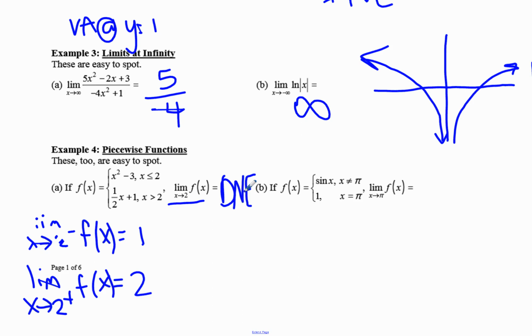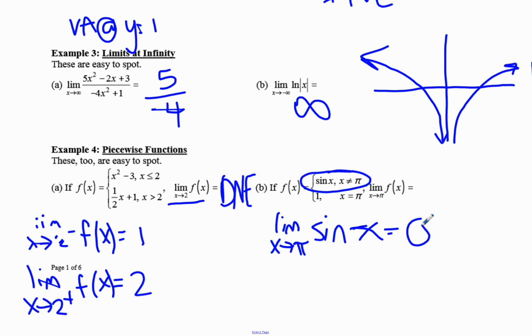Okay, and then we have part B. Same kind of problem. Take the limit as x approaches pi from the left or the right. Actually, in this case, it's going to be the same because anywhere it's not pi, we're using this top function. So sine of x, plug in pi, get 0. At pi, it's 1. That doesn't matter. That means everywhere the graph is 0, and then there's a hole. It jumps up to 1, and then it continues again. Remember, limits don't care specifically what's happening at that point, just what it looks like is happening. So it looks like it's approaching 0.